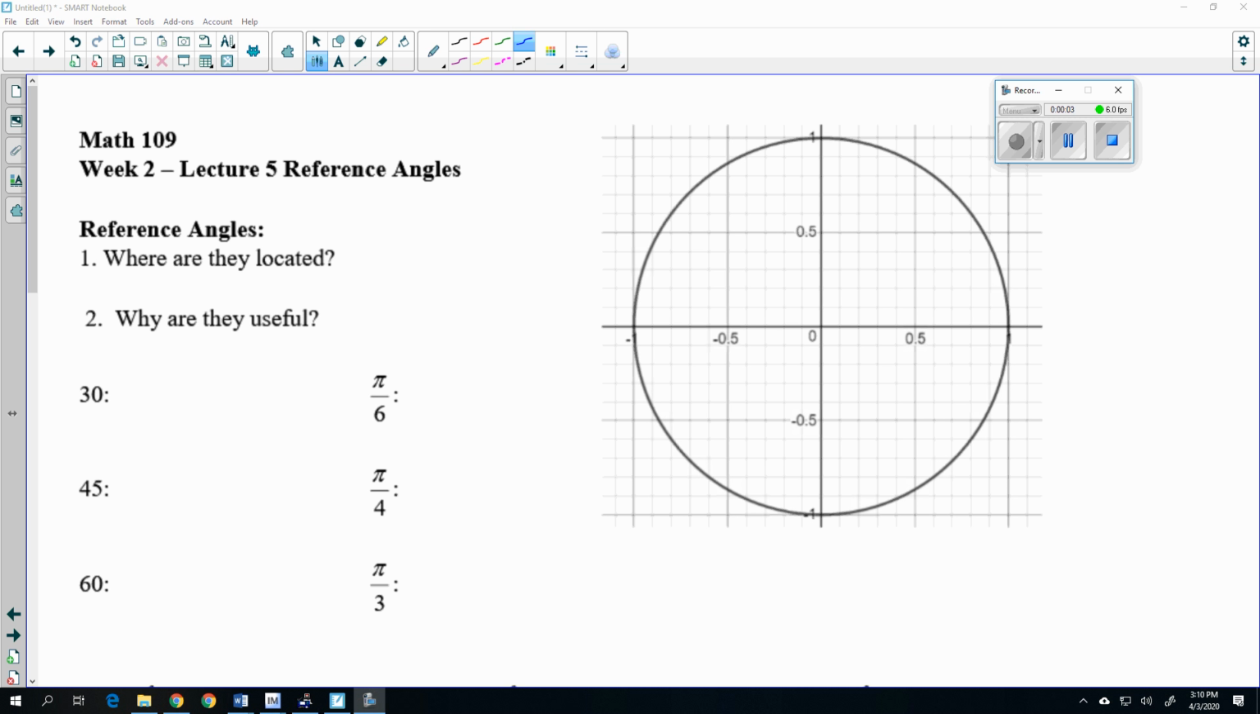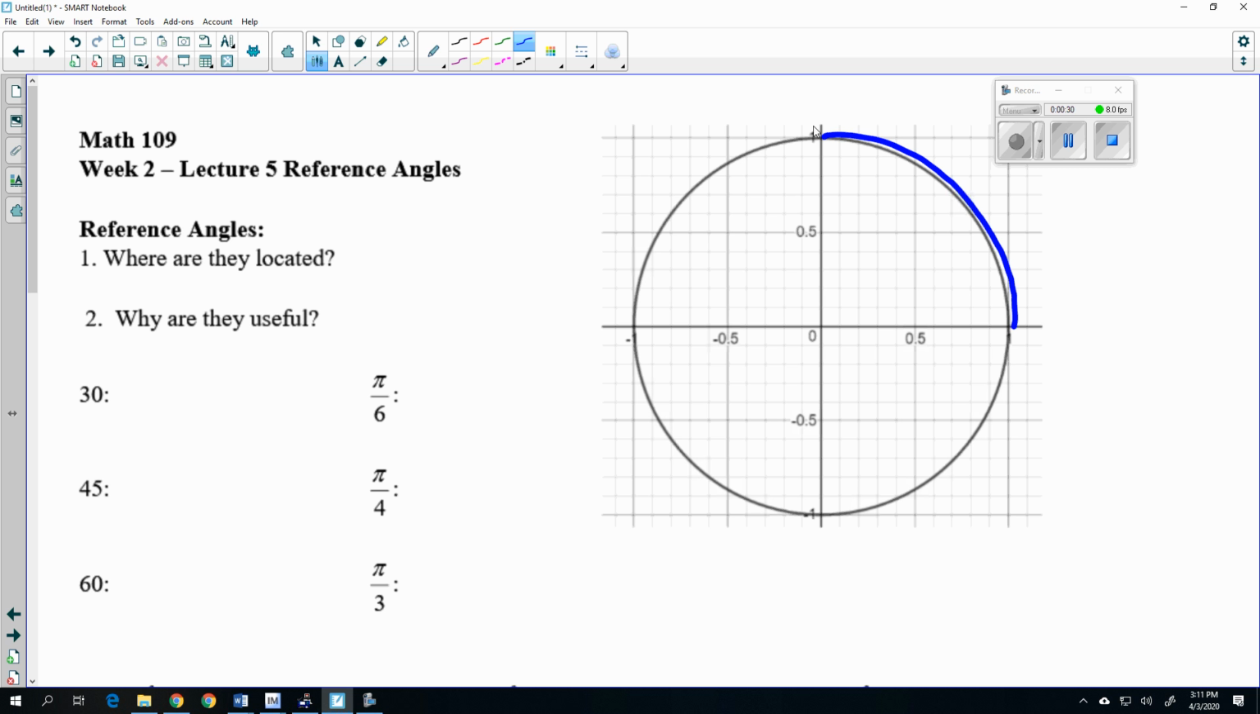Reference angles, why are they useful and where are they located? Reference angles are all located in quadrant 1. Because if I reflect any of those angles, I'm able to know all the x and y coordinates of every single other angle. So if I know 1/4 of the circle of the x and y coordinates, I know the entire circle. And why are they useful? They allow me to find trig values of any angle I'd like.